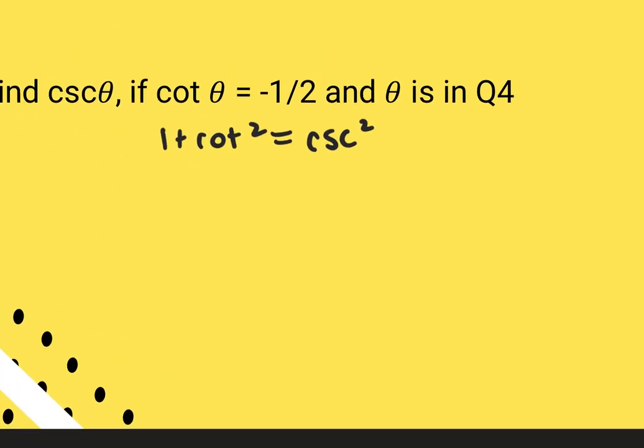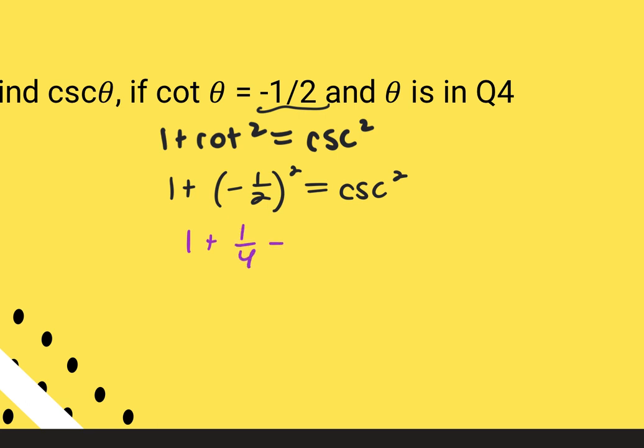So if cotangent squared is negative a half, I'd get 1 plus negative 1/2 squared equals cosecant squared. And then I would square the negative 1/2. I'd get 1 plus 1/4 equals cosecant squared theta. And then this is 4/4 plus 1/4, so 5/4. That's cosecant squared.